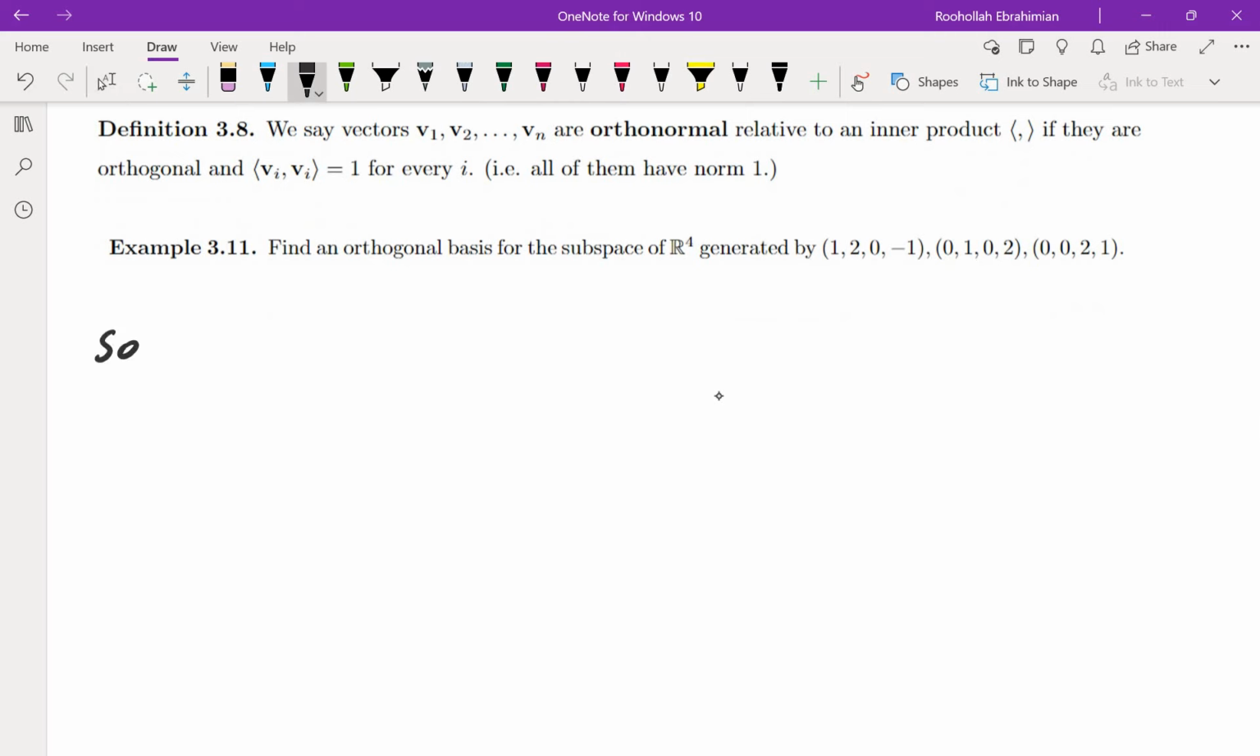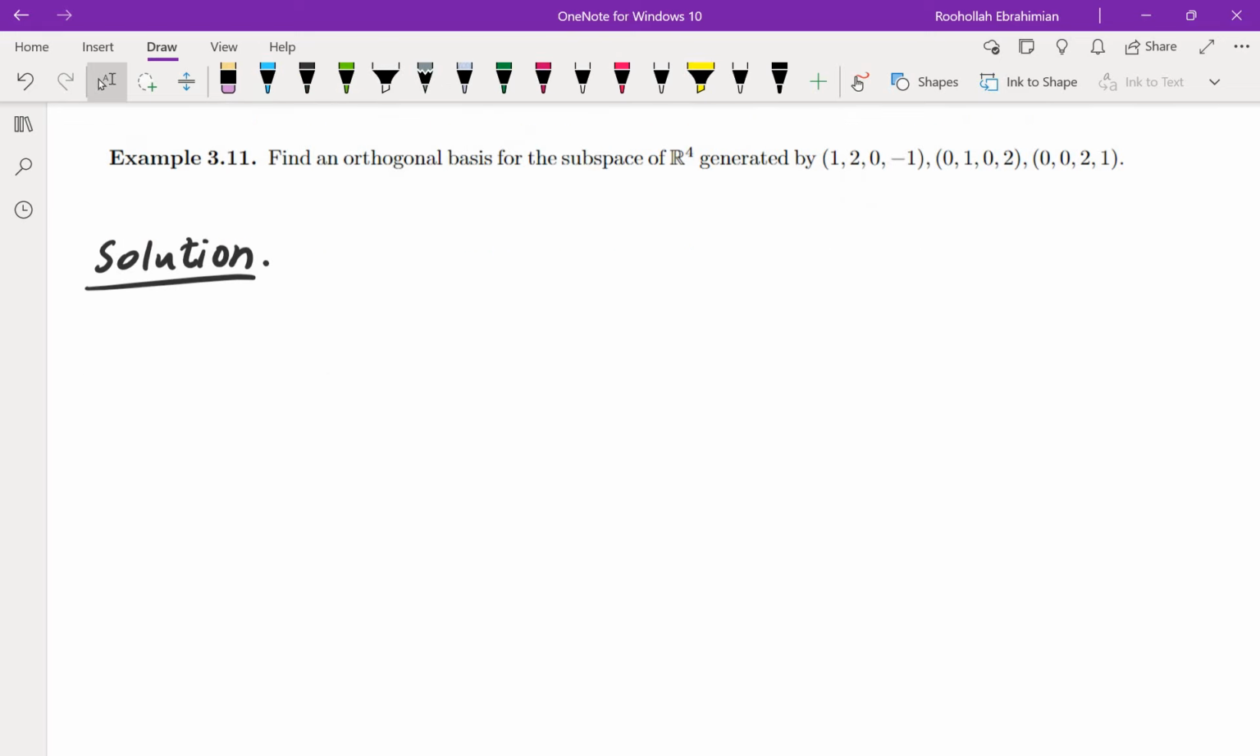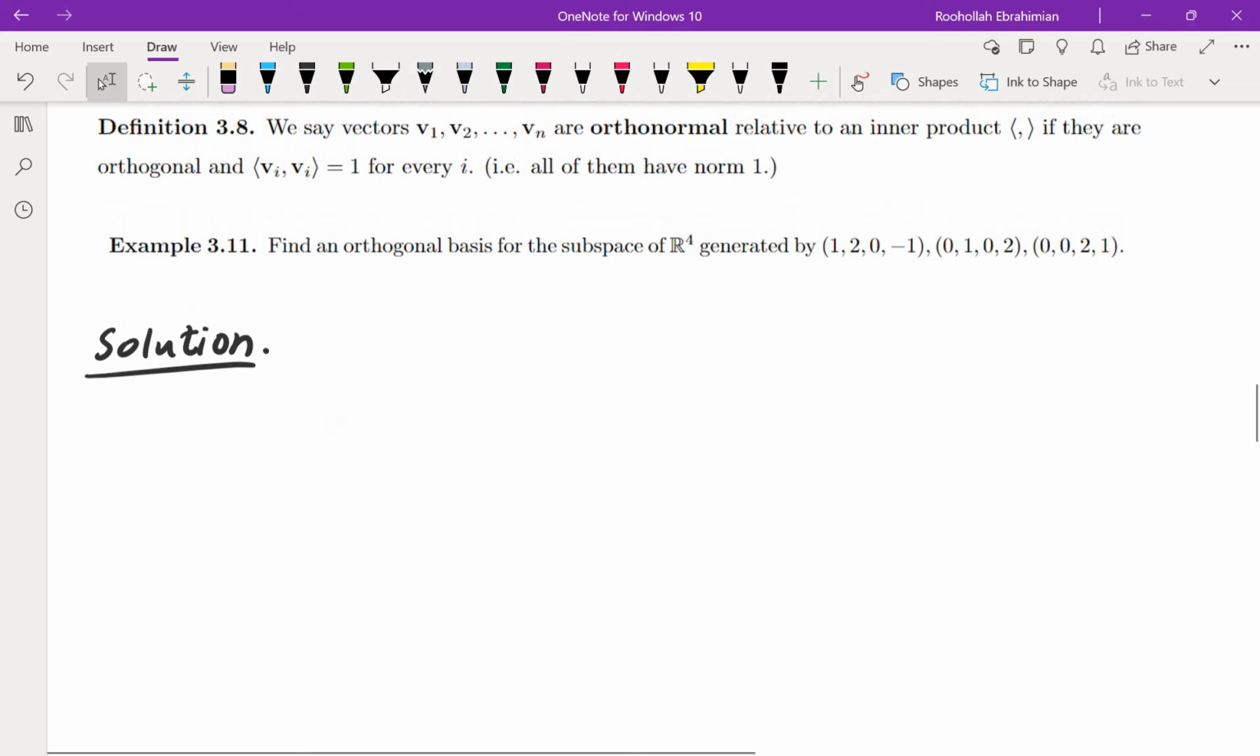Okay, so let's do an example on the Gram-Schmidt process, and then we will talk about the orthogonal complement of a subspace. Find an orthogonal basis for the subspace of R4 generated by these. The first thing I'm going to do is show that these three vectors are linearly independent, because the Gram-Schmidt process requires them to be linearly independent. If they were not, you would end up with a bunch of zeros which you could eliminate. But that's not very difficult.